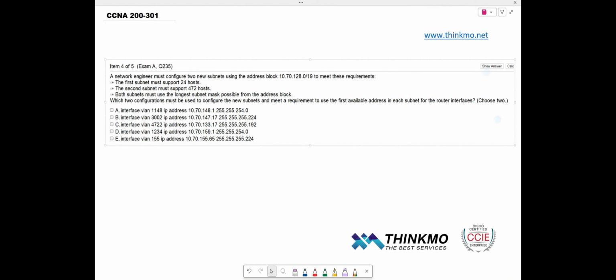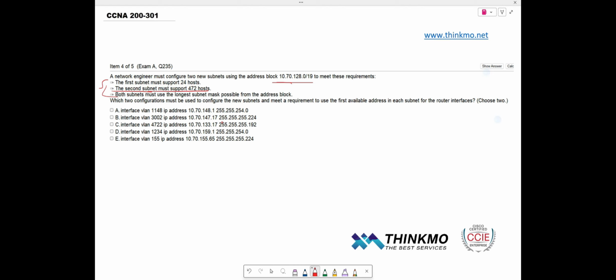It says that our engineer is using this address range, which is a 19-bit address range, to configure two new subnets to meet the following three requirements. Here are the three requirements. One of the subnets, the first subnet, must support 24 hosts. Then, the second one must support 472 hosts.